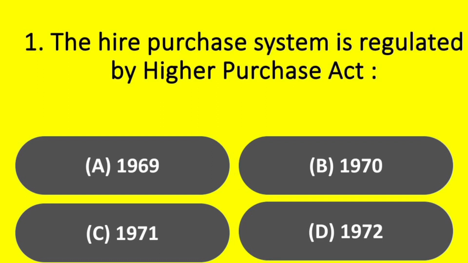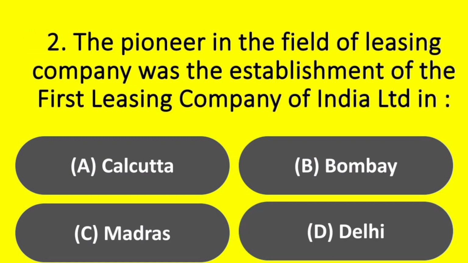Question. The hire purchase system is regulated by Hire Purchase Act. Options: A 1969, B 1970, C 1971, D 1972. Answer: option D, 1972. The pioneer in the field of leasing company was the establishment of the first leasing company of India Limited in option A Calcutta, option B Bombay, option C Madras, option D Delhi. Answer: option C, Madras.